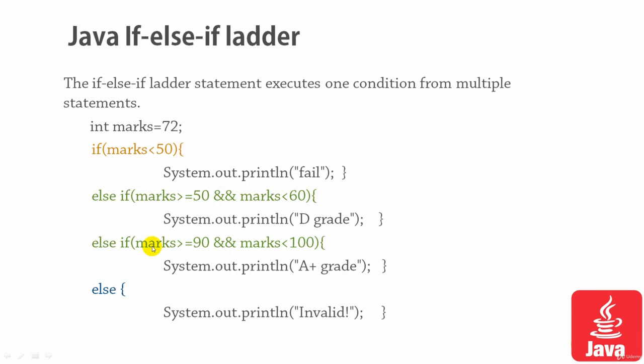Otherwise not. Then we have if marks is greater than or equal to 90 and marks is smaller than 100, it will print A plus grade. And for all other conditions, it will print invalid. So here we have 72 marks, which is neither the fail condition nor D grade because it does not fall in the 50 to 59 category. It is neither A plus grade, but it will be considered invalid here.